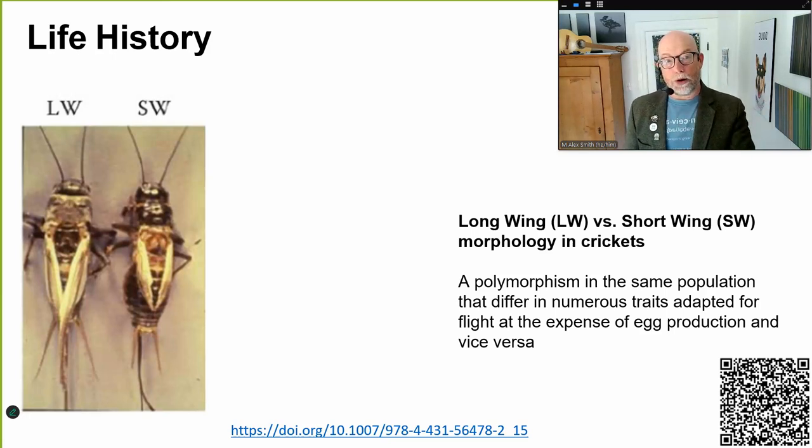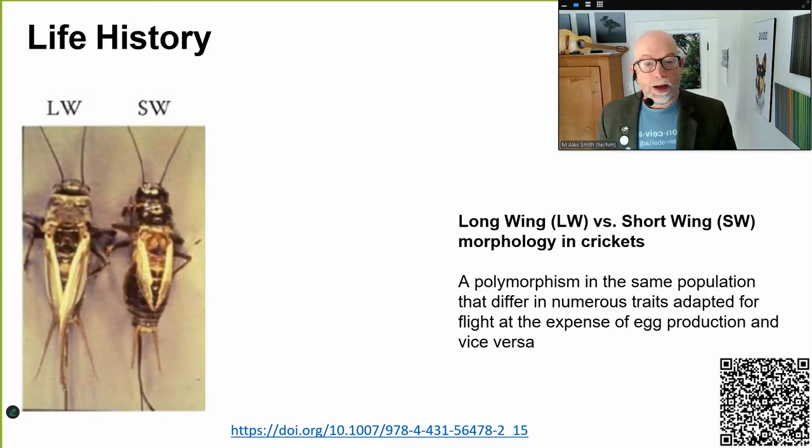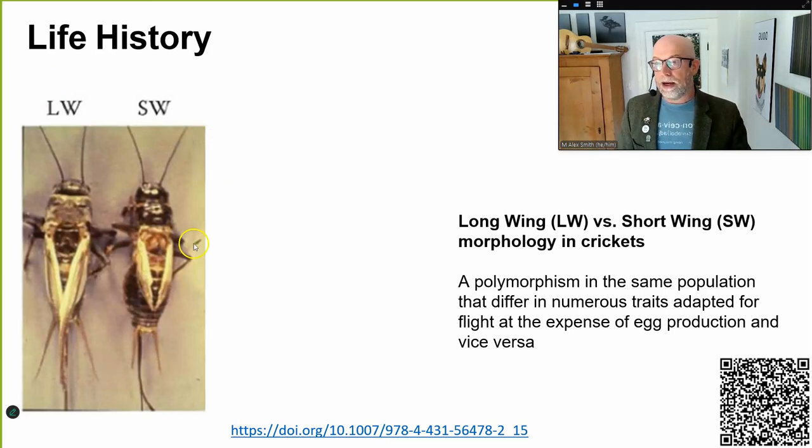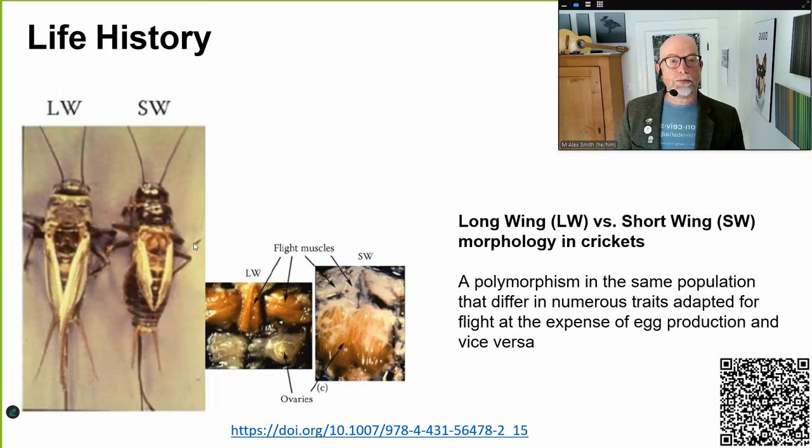And these two morphs of the same population, the same species, differ in a number of traits that are adapted to, in this case, dispersal, so flight, at the expense of egg production, and vice versa. And this is classically shown with a lot of gruesome cricket dissections, where in the long wing, when you dissect the thorax here, you can see the big, beefy, Schwarzeneggerian flight muscles with very small ovaries, and then big, beefy ovaries with very tiny flight muscles here.